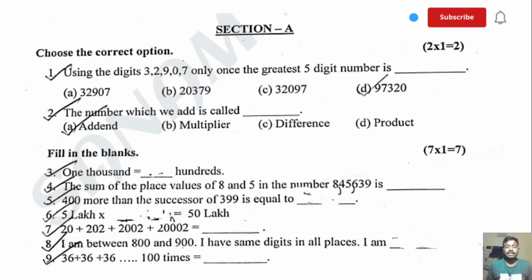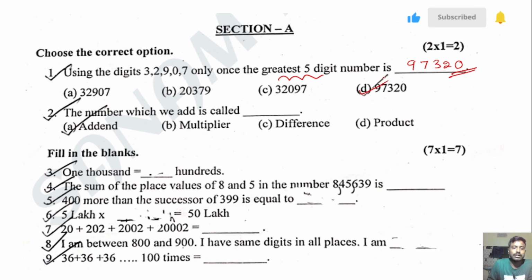First question, using the digits 3, 2, 9, 0, 7 only once, the greatest 5 digit number. Okay, how to write the greatest 5 digit number? First we write the digits from greatest to smallest. So first we write 9, then 7, then 3, then 2, then 0. This is the correct answer, option D.